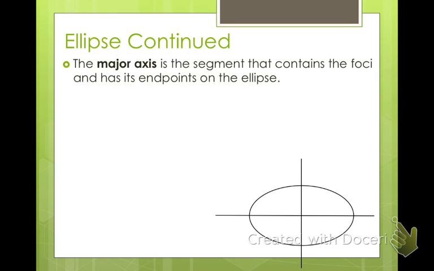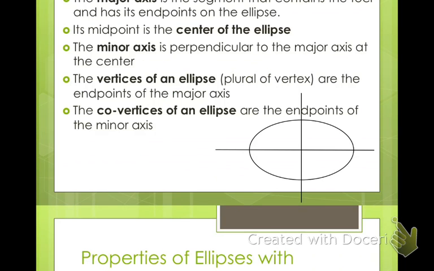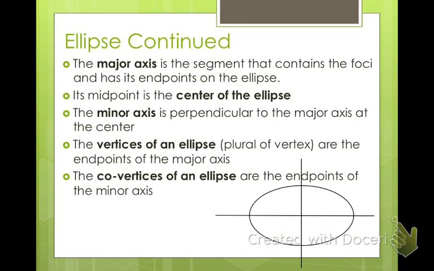So the major axis, I'm just going to go ahead and throw all these vocab words up here so that I can draw on this picture and show you what each one of these means. Alright, so the major axis is a segment that contains the foci and has its endpoints on the ellipse. So this is the major axis right here. This is the longer of the two. The midpoint of this is our center. The center of the ellipse is the midpoint.